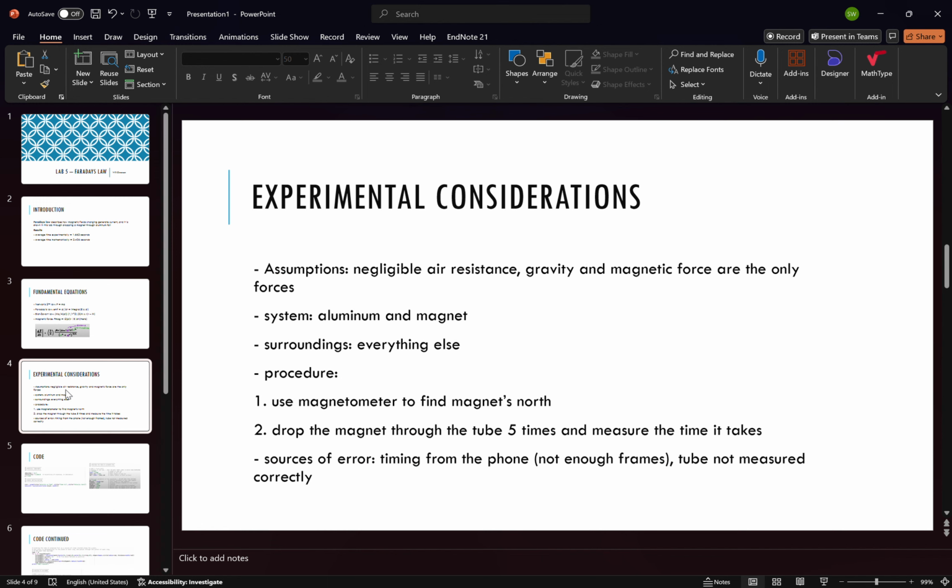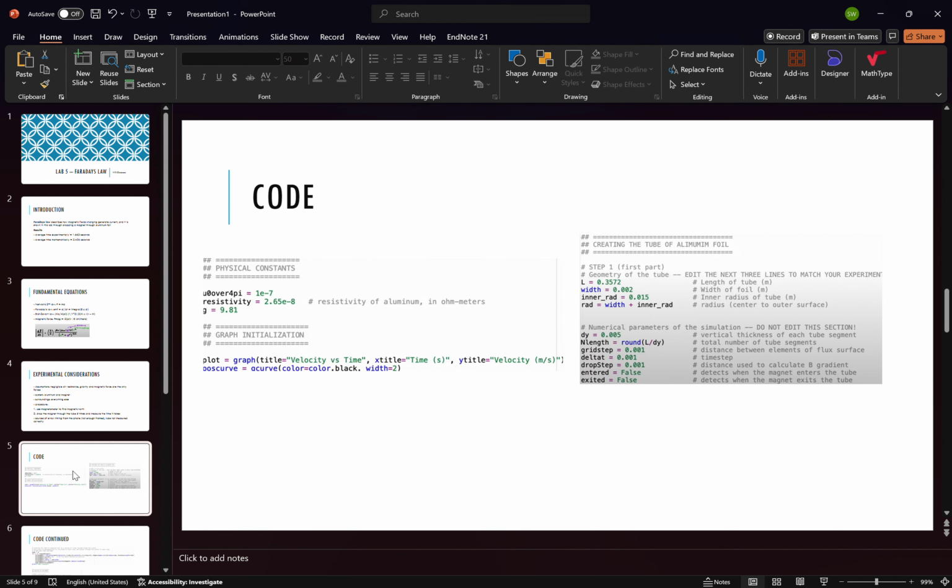Some experimental considerations: negligible air resistance, and gravity and magnetic force are the only forces. The system is the aluminum and the magnet. The surroundings is everything else. For the procedure, we made sure we knew which end of the magnet was north, then dropped the magnet 5 times and recorded the time it takes to pass through the tube. Sources of error were timing from the video, maybe not enough frames to capture the exact time, or the tube not being measured correctly.